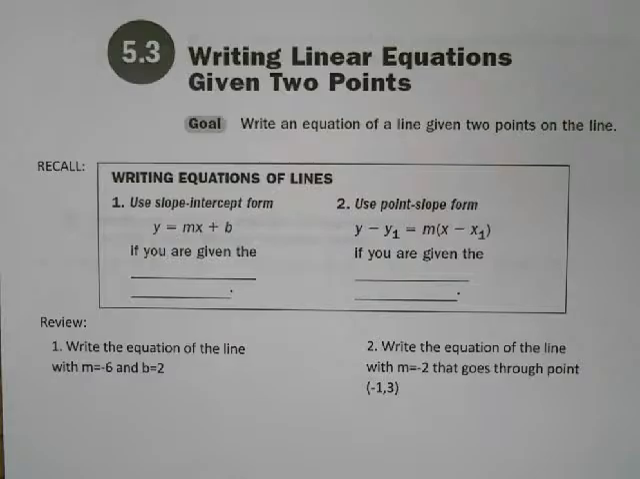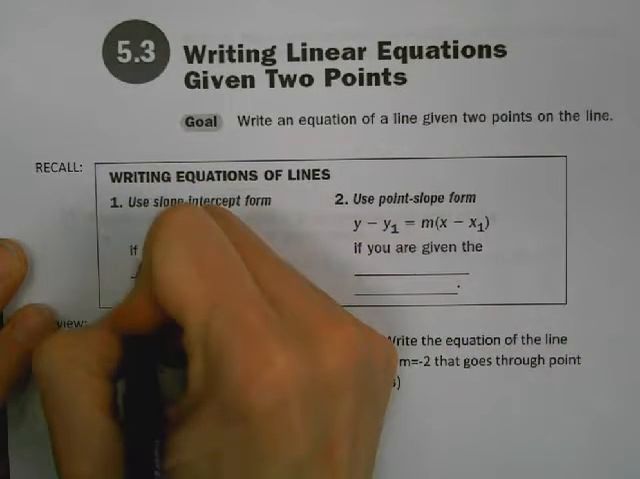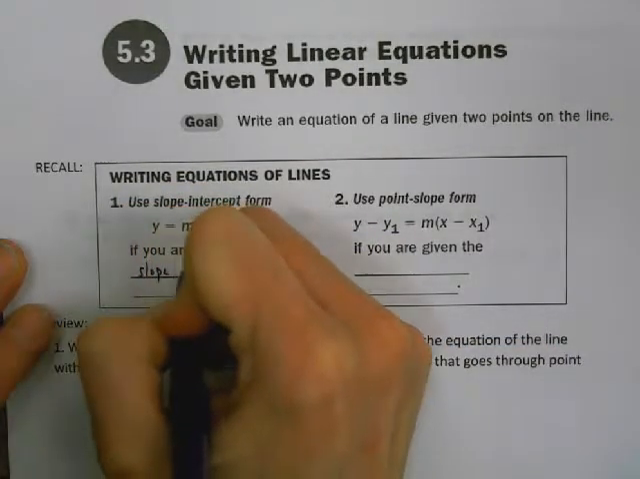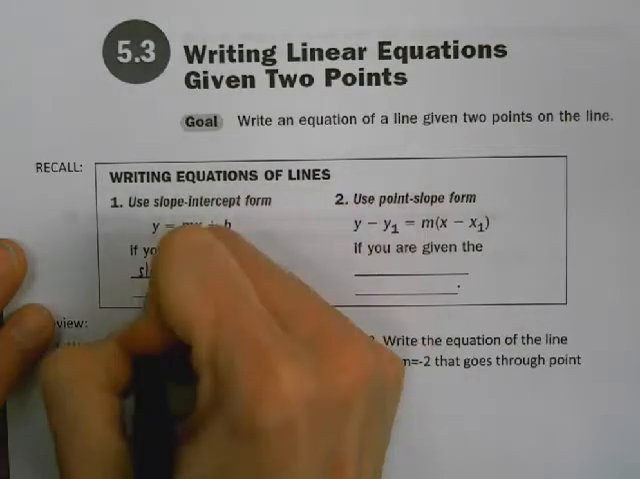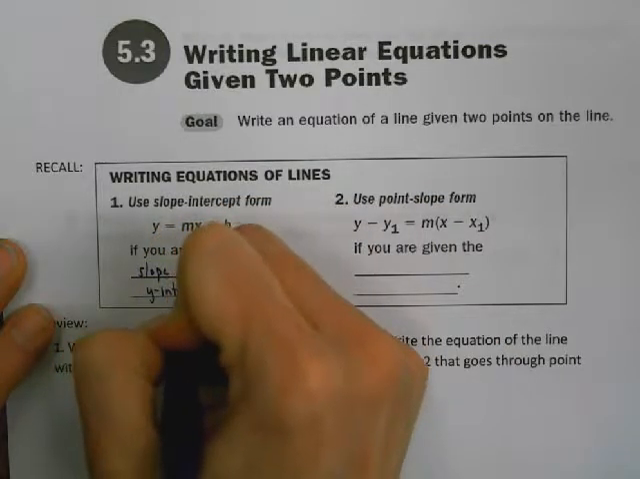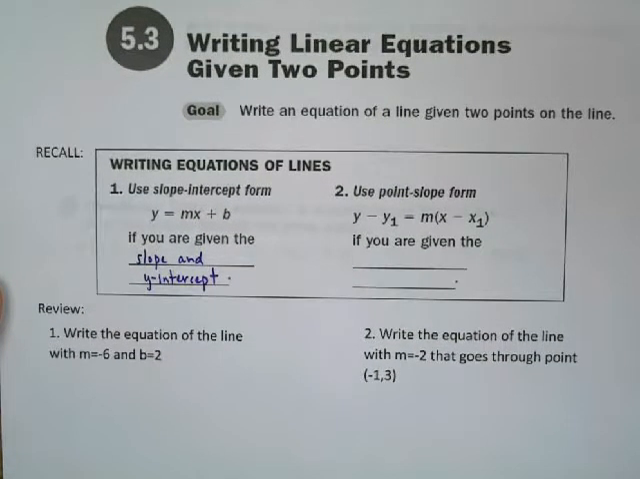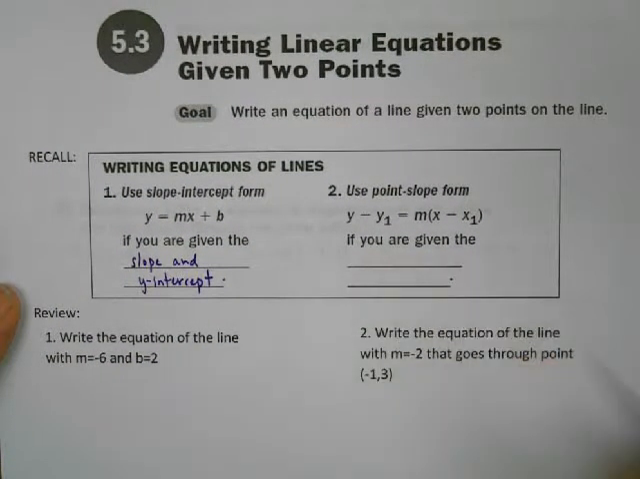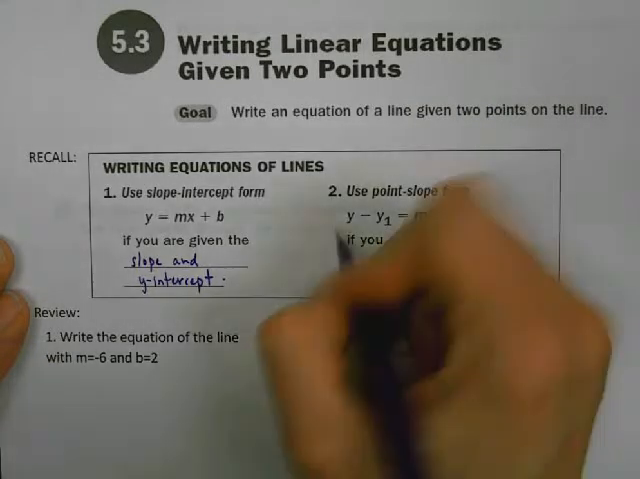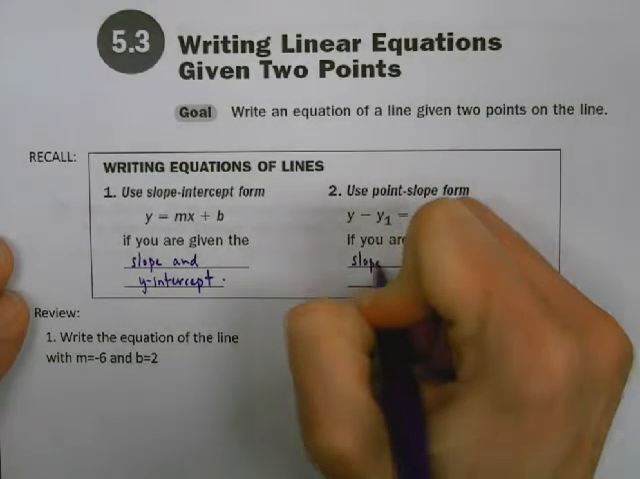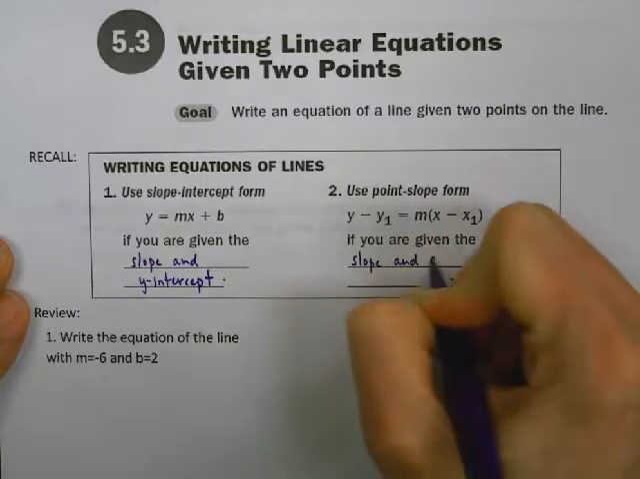So briefly, let's recall, we have two forms now for writing equations of lines. The first one is slope-intercept form, which is our y equals mx plus b. And we've been saying we should use that if we are given the slope and the y-intercept. And then we have point-slope form, which is right here. And we said we were going to use that if we were given the slope and a point on the line.